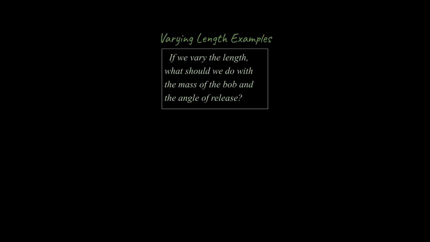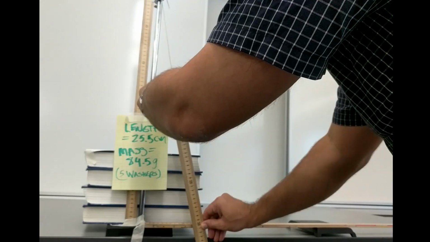Alright, so you saw those videos, and hopefully you can get data from that video evidence. Now let's take a look if we were going to vary the length. What data would we get about how that would affect the period of a pendulum, and what would we do with the mass of the bob and the angle of release?